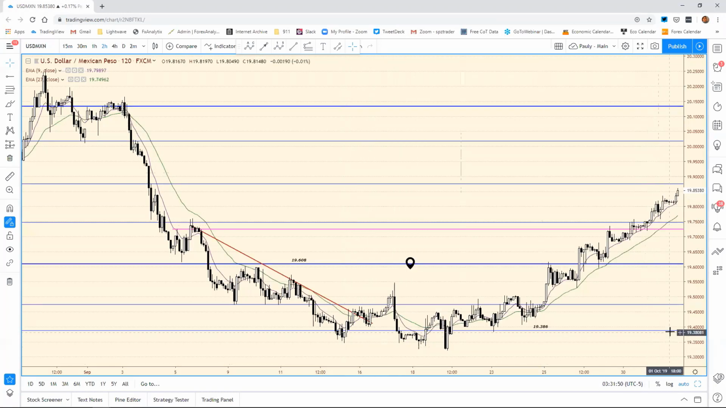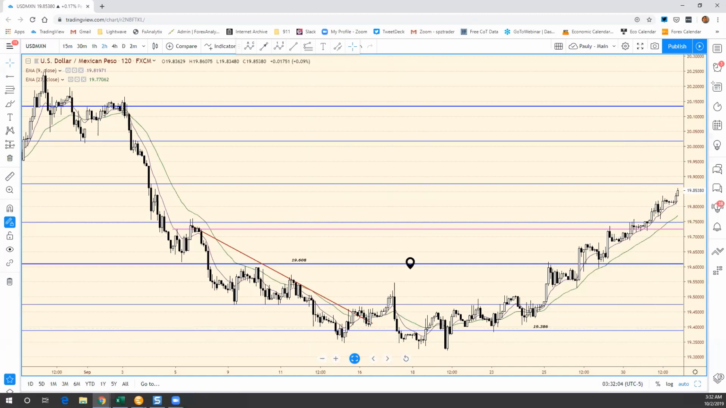Support in the meantime then is going to be 19.72. And beyond that, 19.67, but 19.72.